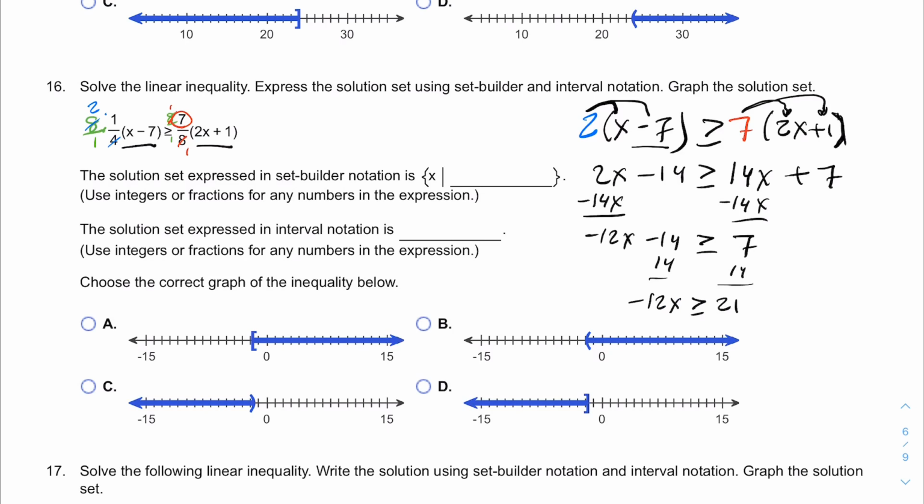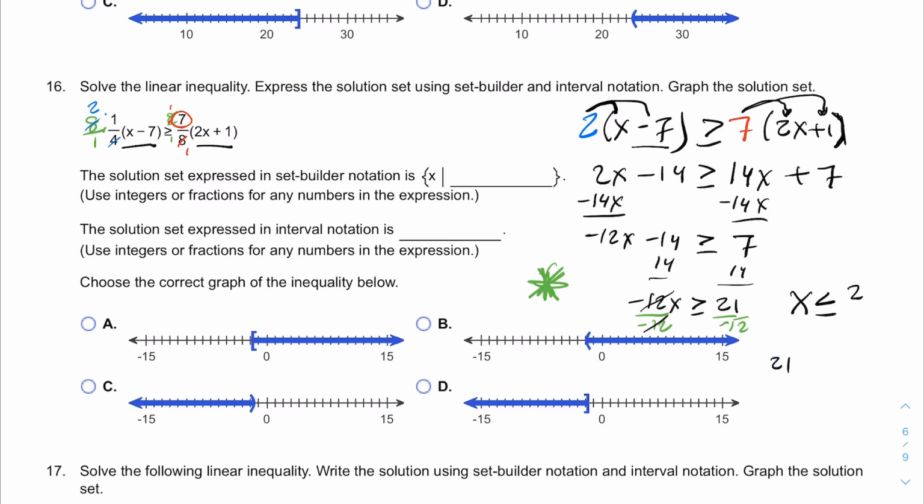And then finally, and I'm out of space almost, but finally what you've got to do here now is divide by negative 12. And notice I'm using more color. I guess I'm always using color, but I'm going to make a big green star. We're dividing by a negative, so we better reverse our inequality. So negative 12 divided by negative 12 is x, which is now less than or equal to, and 21 over negative 12.